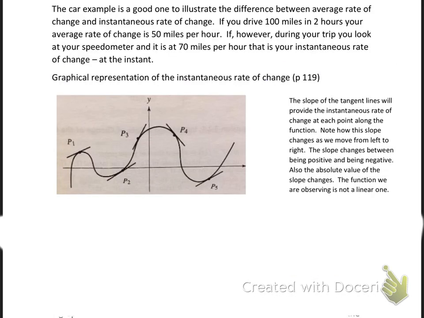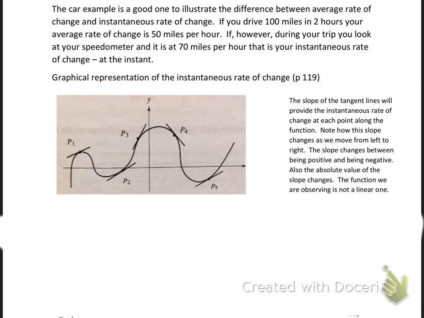All right, so our textbook uses a car as an example to illustrate the difference between the average rate of change and the instantaneous rate of change. So if you drive 100 miles in 2 hours, your average rate of change, change in y over change in x, is 50 miles per hour. Okay, so that's your average rate of change. If, however, during your trip, you look at your speedometer and it's at 70 miles per hour, that is your instantaneous rate of change at that instant.